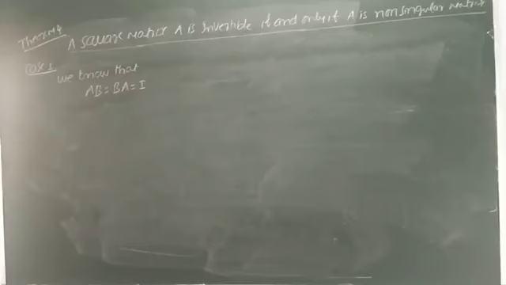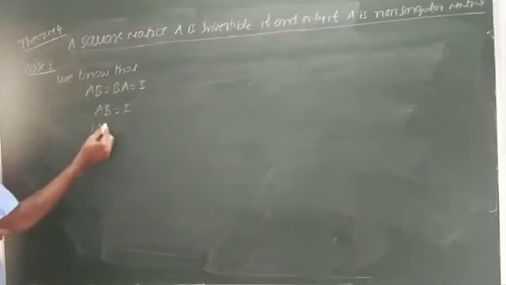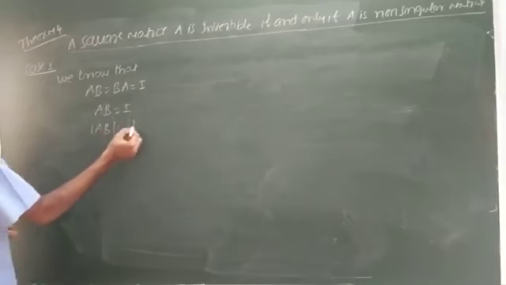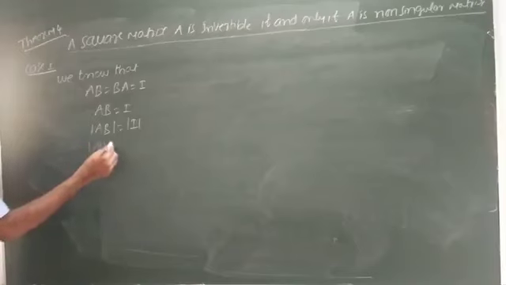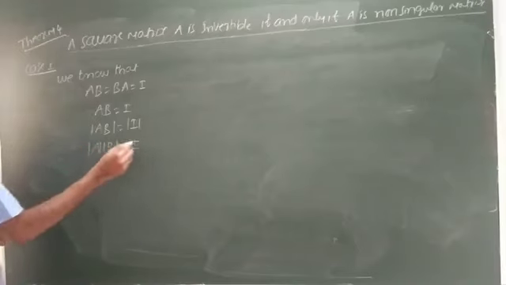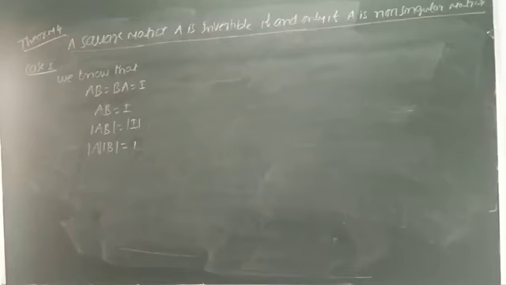You know this property. Let us take AB is equal to I. Let us take the determinant on both sides. Determinant AB is equal to determinant I. So, determinant A into determinant B is equal to determinant I. Determinant of identity matrix is always equal to 1. You know the property, determinant of the product of two matrices is always equal to the product of the determinants.